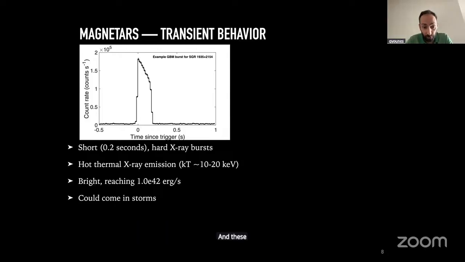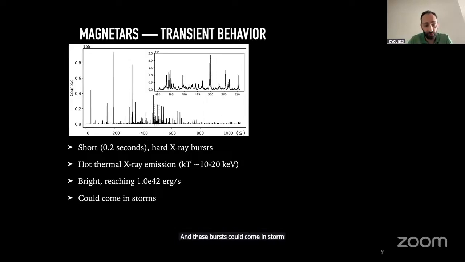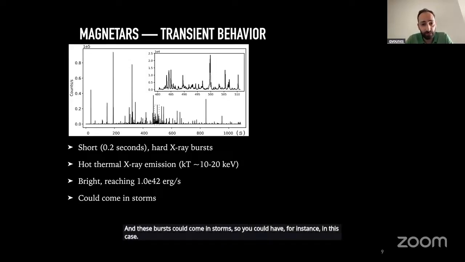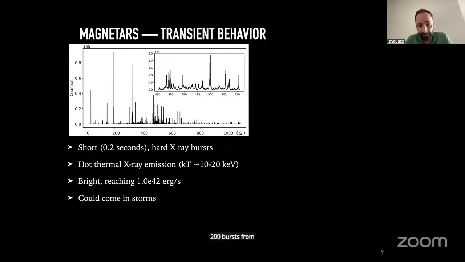And these bursts could come in storms. So you could have, for instance, in this case, about 20 minutes or a little bit less, 200 bursts from the famous Galactic magnetar 1935+2154. That was towards the end of April 2020. Storms have been detected about 7 times so far since the mid-1980s or maybe even earlier, so they're a little on the rare side.